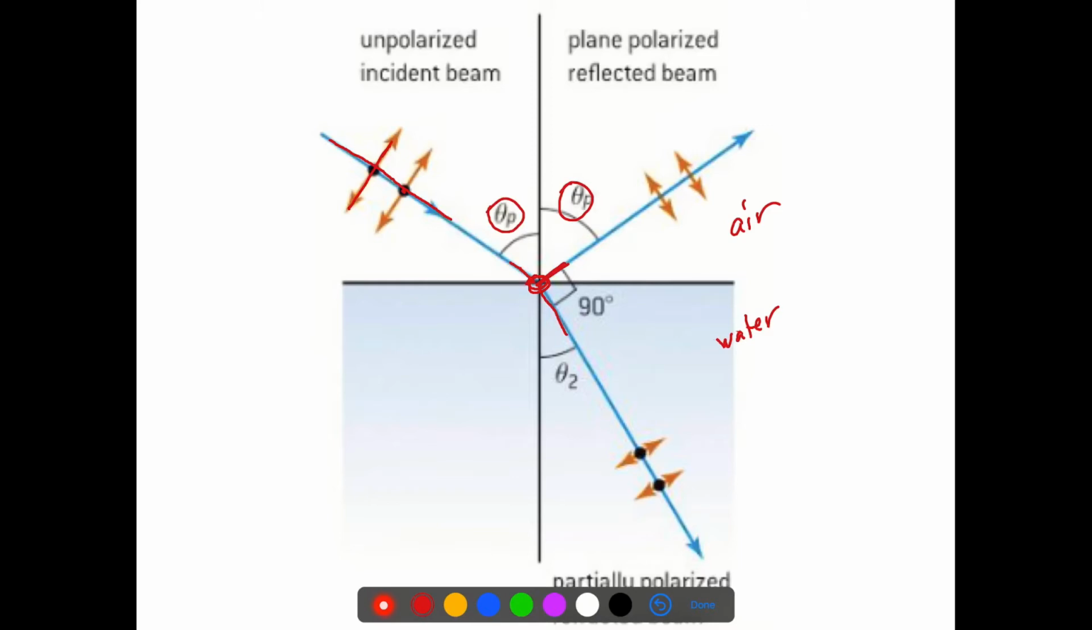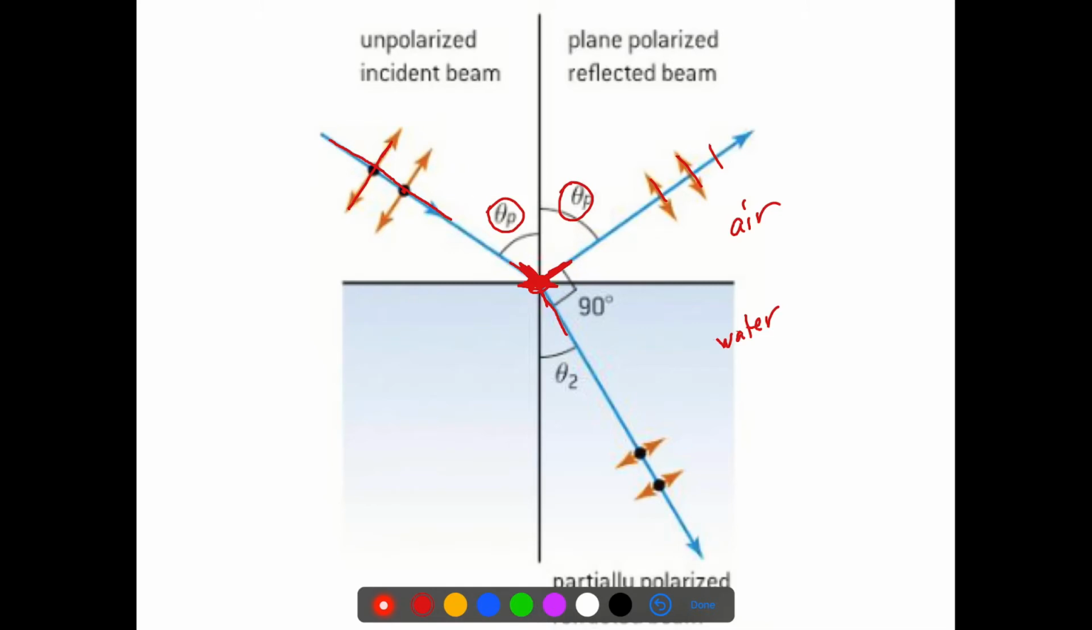The reflected beam is going to be polarized. It's going to be polarized because of how it's reflecting off of the surface. This is kind of an interesting idea. Because it's bouncing off the surface horizontally, we get a light beam that is polarized horizontally.